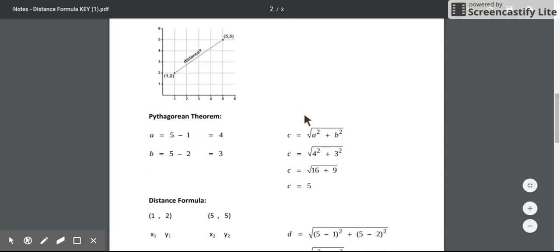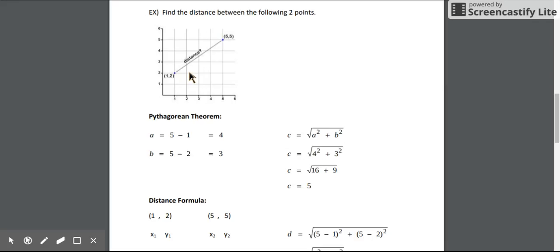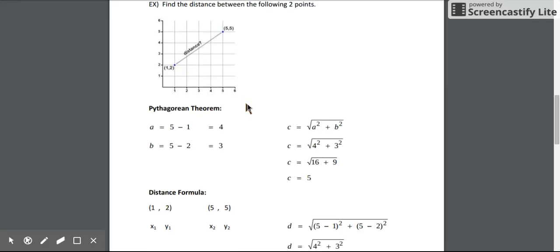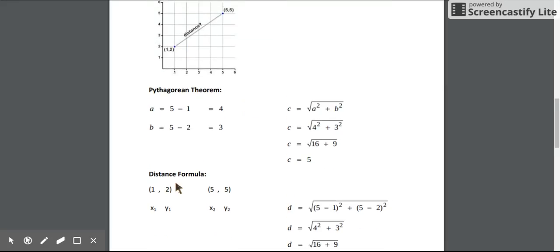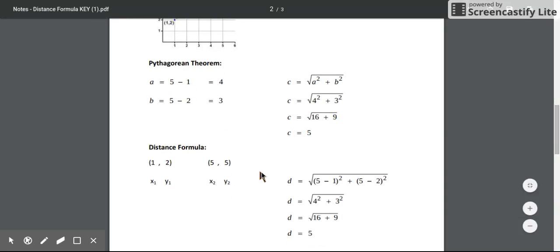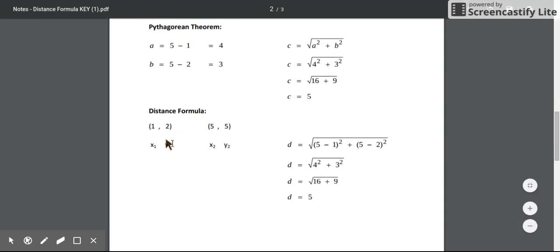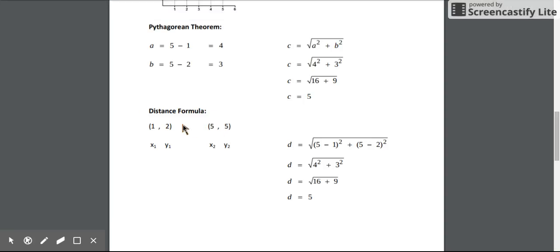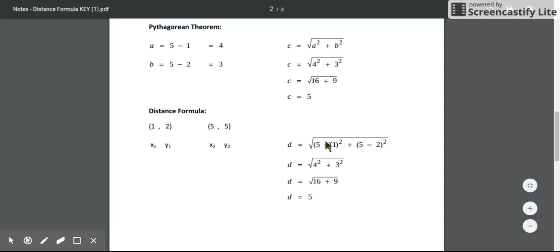Let's do the exact same thing, but let's just focus on the coordinates and not so much about counting our spaces on the grid. So we got our coordinates, 1, 2, and 5, 5. I'm going to label them. My first coordinate pair is going to be x1, y1, and my second coordinate pair is going to be x2, y2. I'm going to subtract my x coordinates. So 5 minus 1 is 4, and 4 squared is 16. I'm going to subtract my y values. So 5 minus 2, which is 3, and 3 squared is 9. If I add those together, I get 25, and the square root of 25 is 5.